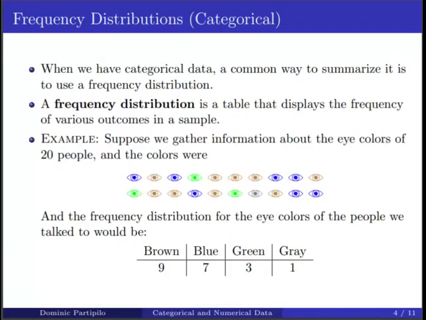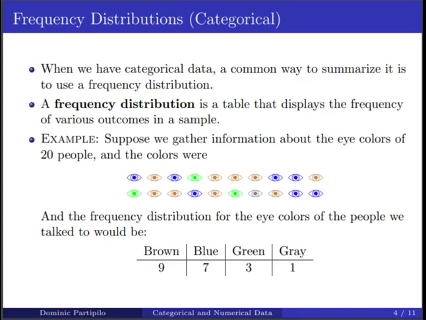When we have categorical data, a common way to summarize it is using what's called a frequency distribution. A frequency distribution displays the distribution of frequencies. So it's a really nice name for it. It's just a table that displays the frequency of various outcomes in a sample.